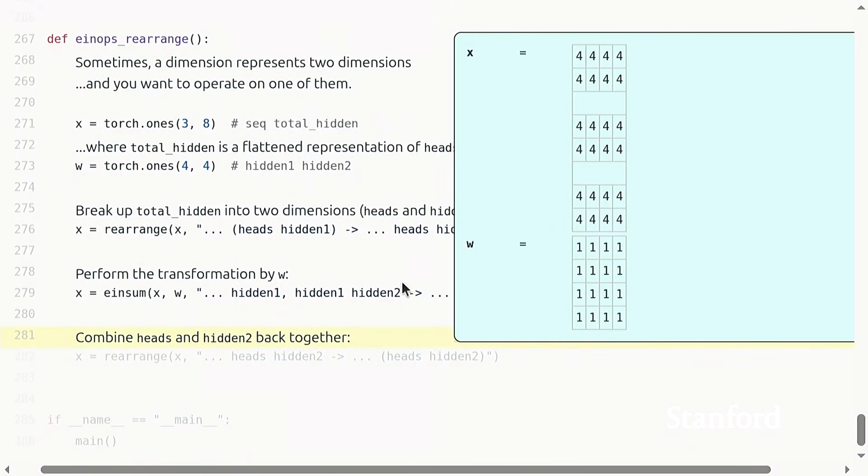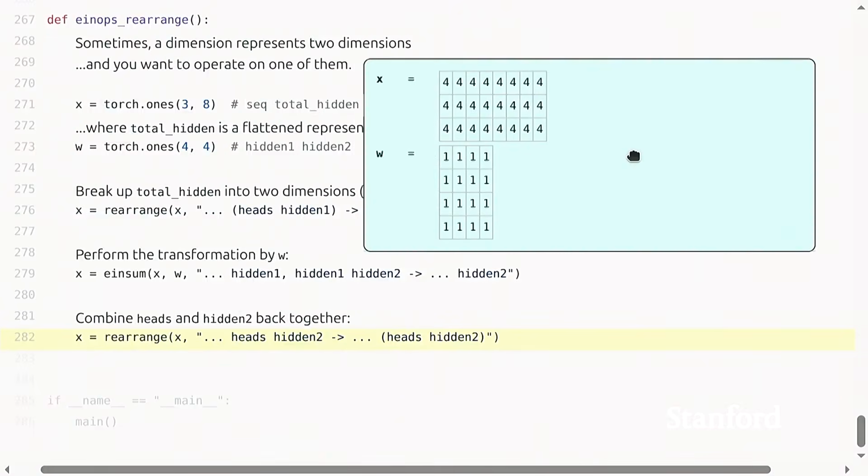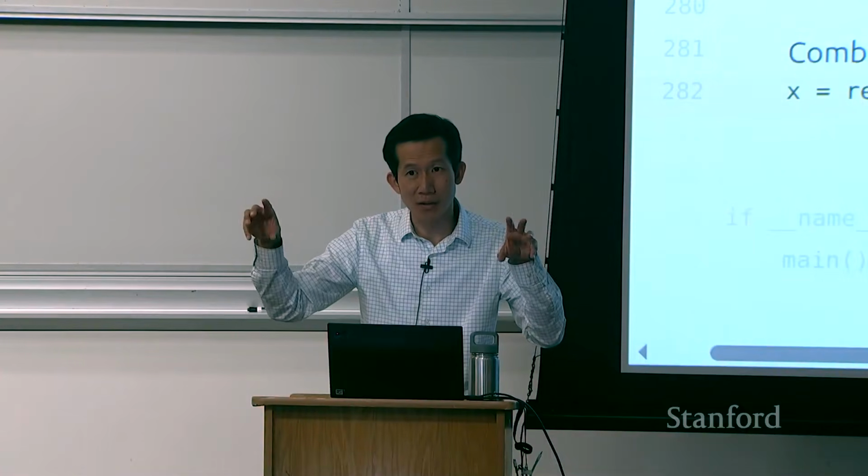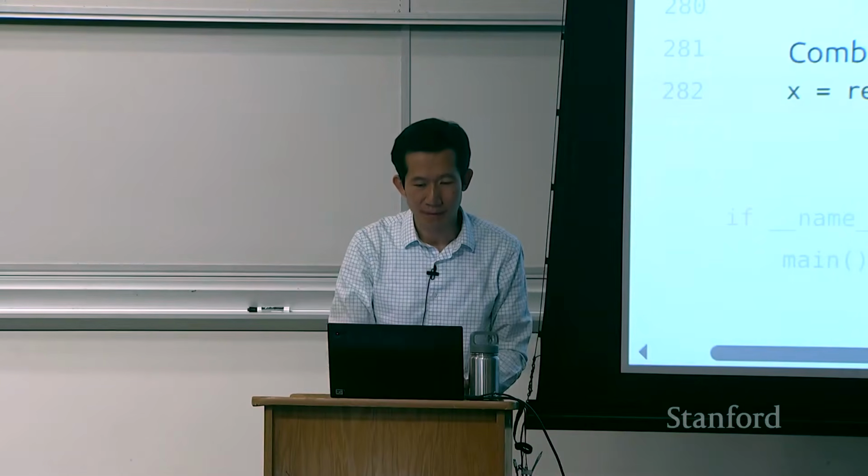And then finally, I can put this back. This is a 3 by 2 by 4 tensor, so heads is 2 and hidden 2 is 4, and I can group that into a single dimension here. So this is a way to, if you need to have a flattened object, unflatten it, do an operation, and put it back.